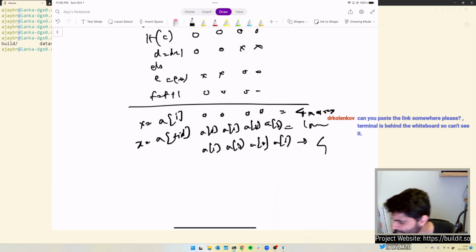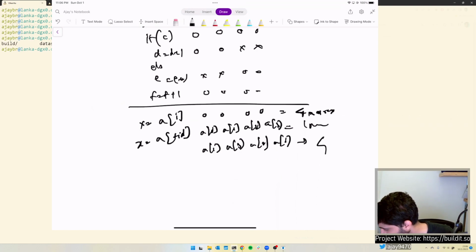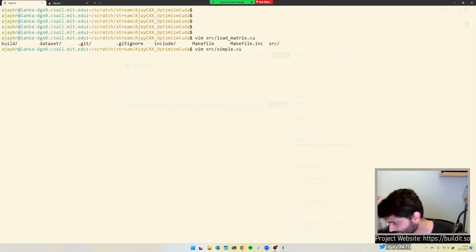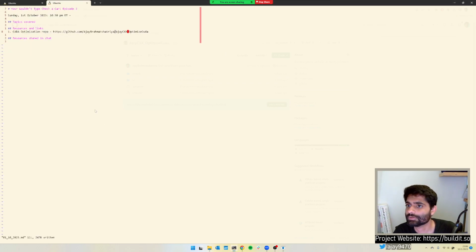Can you paste the link somewhere, please? The terminal is behind the whiteboard, so I can't see it. The better option is I'll just disable the whiteboard, and also the resources doc.